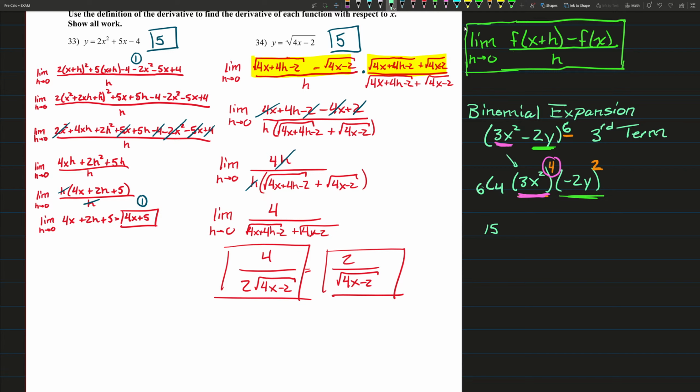And then the rest is just, we can just leave this. I'm not really worried about you simplifying this. And that can be our answer.